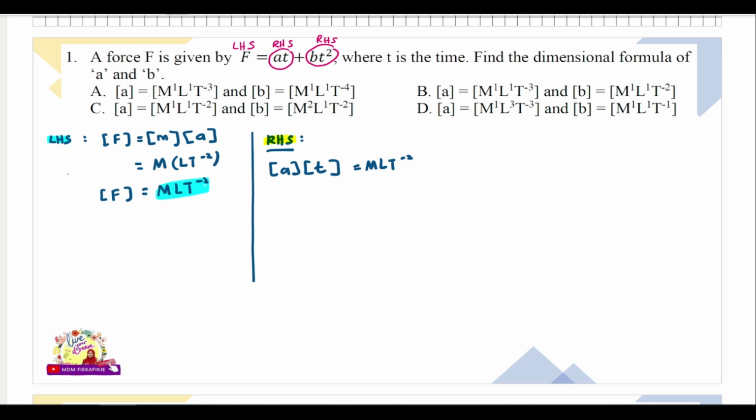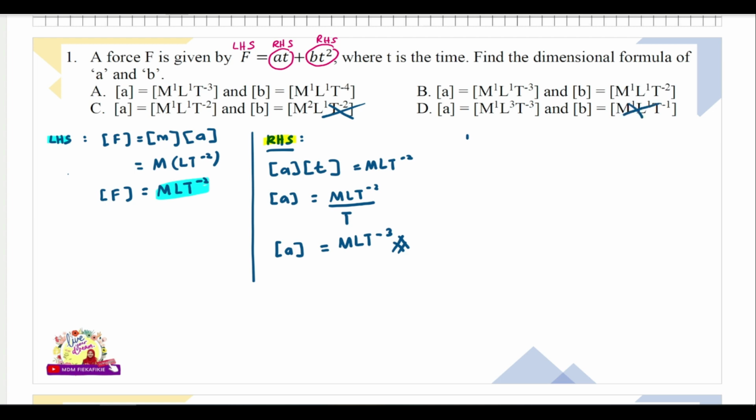Okay, therefore, kita nak tahu dimension A, so dia akan jadi apa? MLT negative 2 bahagi dimension of time. T adalah capital T. Bila kita rearrange balik, kita akan dapat dimension of A is equal to MLT, negative 2 bawa turun ke bawah, so dia akan jadi MLT negative 3. So this is dimension of A. So kalau kita tengok siapa yang MLT negative 3, sama ada jawapan bagi A ataupun B. Yang ini dah salah lah.